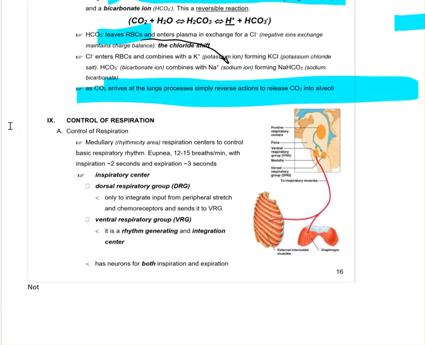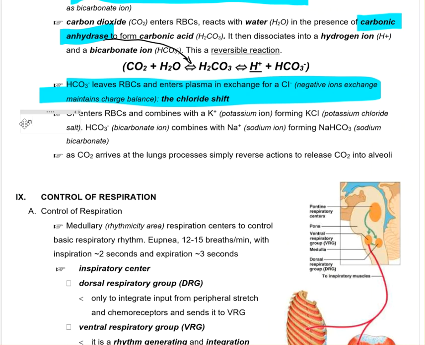Not shown. Okay. Chloride enters the red blood cell and combines with potassium ion, forming potassium chloride salt. The HCO3 combines with the sodium, forming sodium bicarbonate. As CO2 arrives at the lungs, processes simply reverse actions to release the CO2 in the alveoli. So that's our reverse chloride shift.